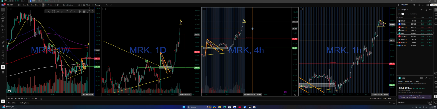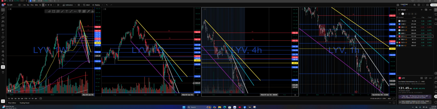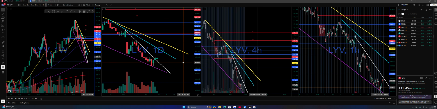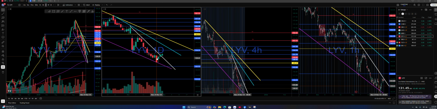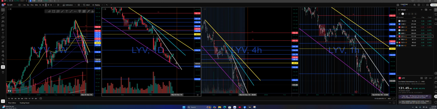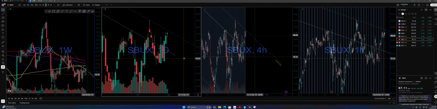What else am I watching? LYV. I don't remember why. Oh, I see it. So we had an inside bar here. We finally broke above with this candle, and now we're outside of this white trend line here. I'll try to catch an entry on this depending on how the bid-ask spreads are on that.